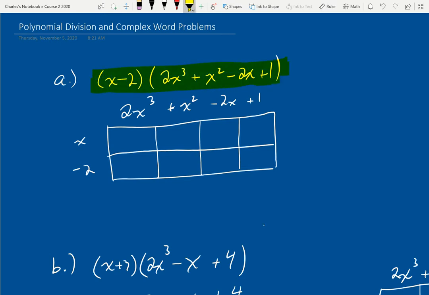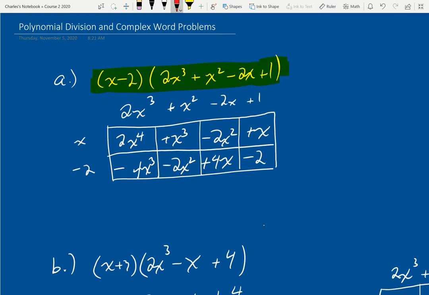Let's say x minus 2 times 2x cubed plus x squared minus 2x, and you build yourself these blocks, and inside here you're going to multiply this. So I get 2x to the fourth minus 4x cubed plus x cubed minus 2x squared minus 2x squared plus 4x plus x minus 2.